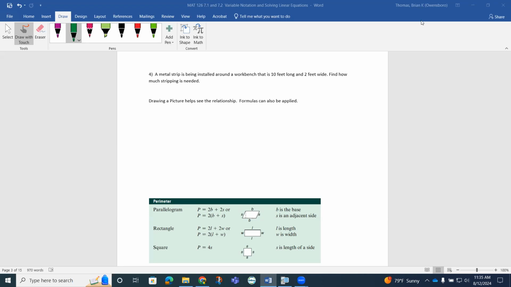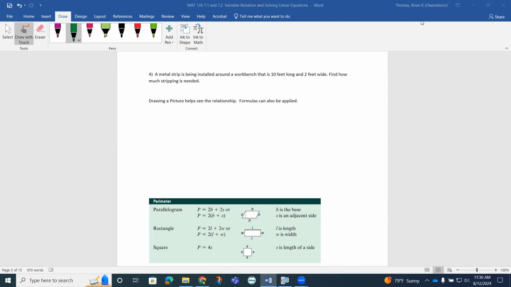So let's look at another application. This may also involve order of operations. So we have a metal strip that's being installed around a workbench that is 10 feet long and 2 feet wide. How much stripping is needed? So one of the ways to solve problems is actually draw out the relationship. Formulas can also be applied if you know what shape you're dealing with.